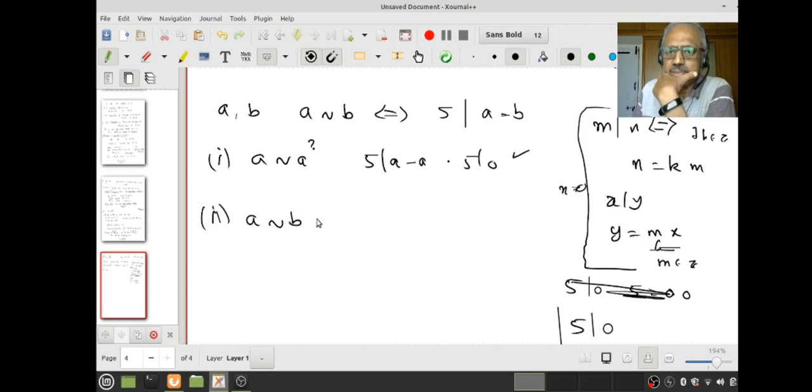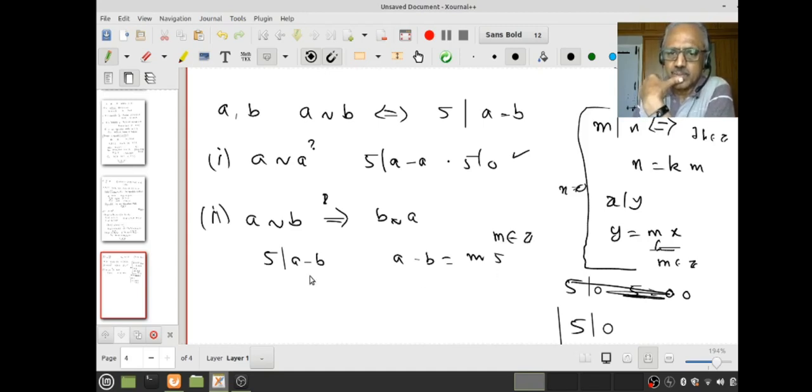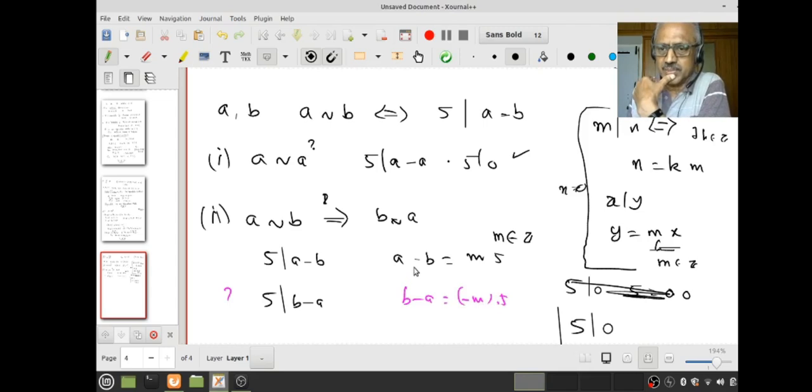Next, if a is related to b, does it imply b is related to a? That's clear, because what does it say? 5 divides a minus b. That means a minus b is m times 5, where m is an integer. You follow that? Now I want to know whether 5 divides b minus a. To show b is related to a, I have to show 5 divides b minus a. But remember, a minus b is this, therefore b minus a is minus m times 5, because this is the negative of this. Therefore b minus a is divisible by 5. Therefore this is true. So what I have shown is that it is symmetric.